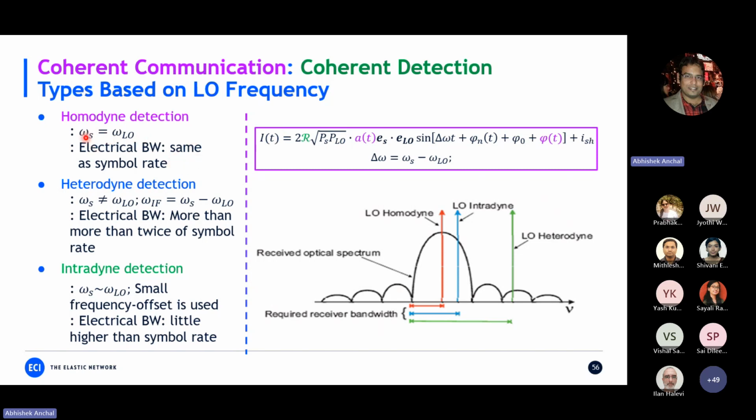But the problem is that it's very difficult to make the channel frequency and the local oscillator frequency the same. First of all, the frequency of the local oscillator varies with time drift. So it's very difficult to do. Phase locking is extremely difficult, so we don't do this.